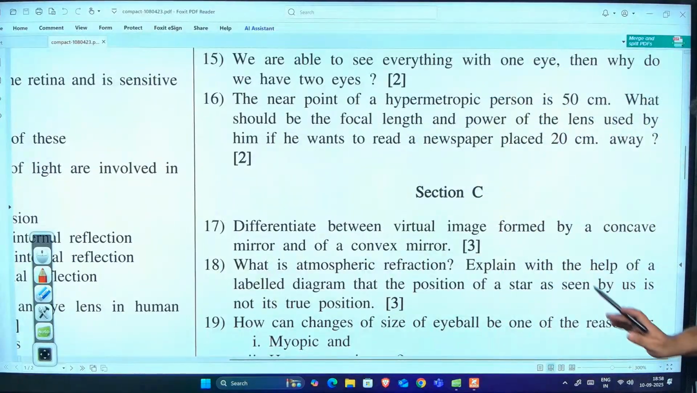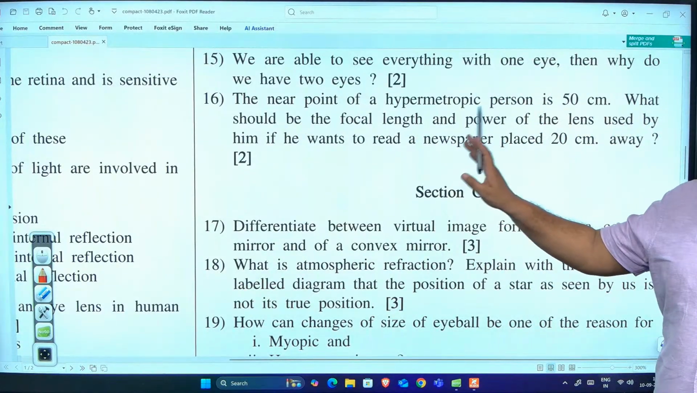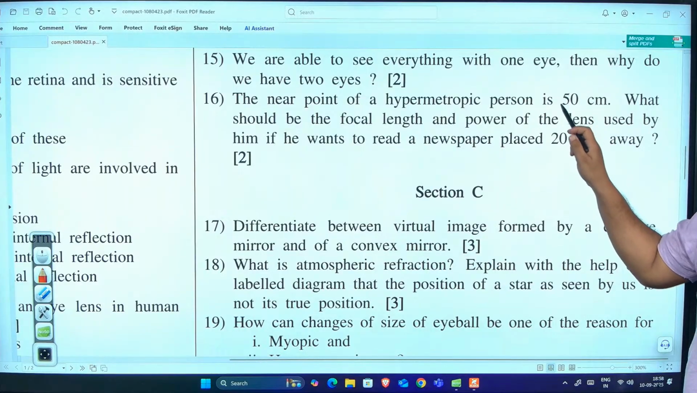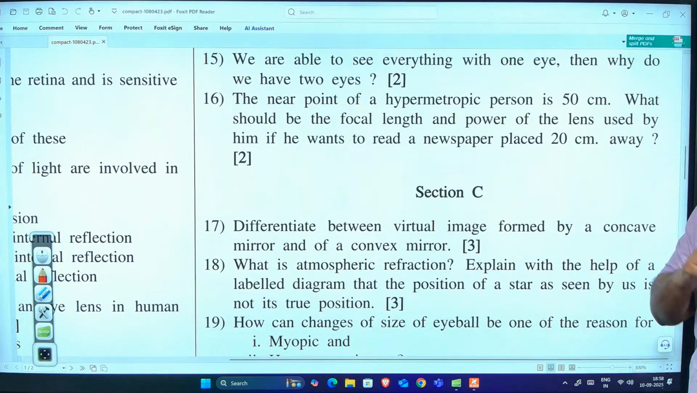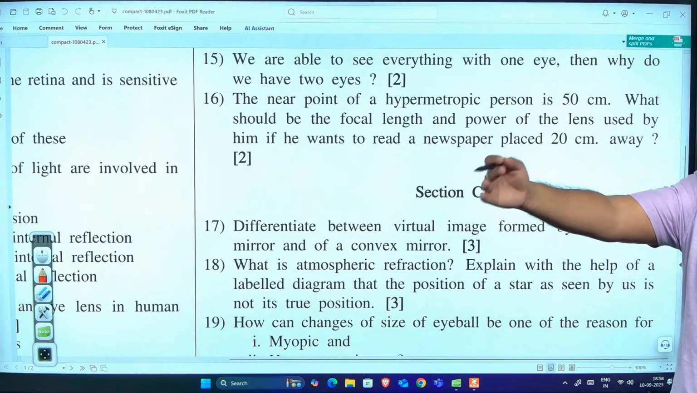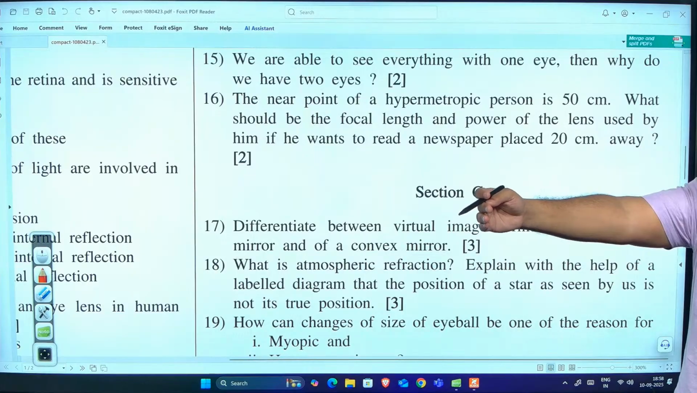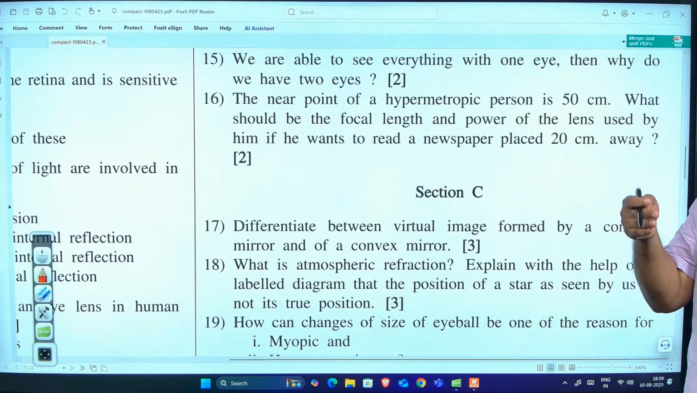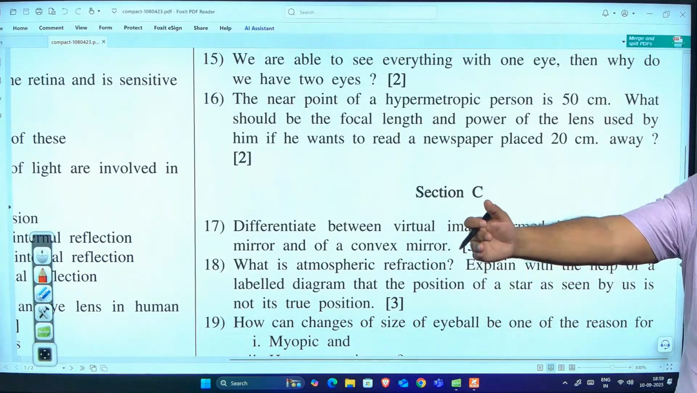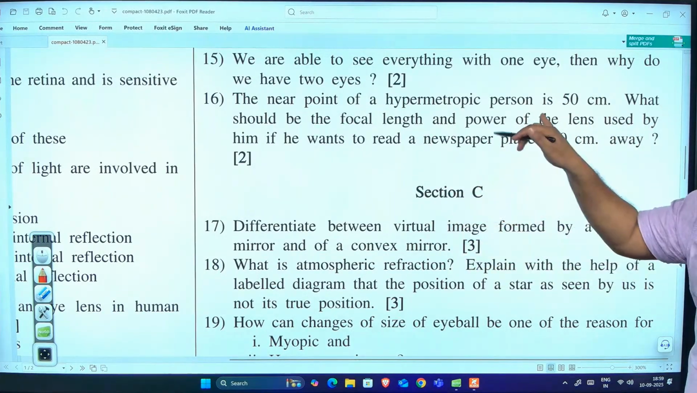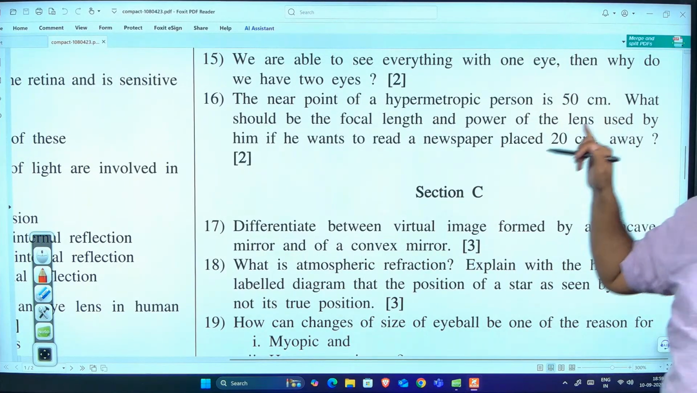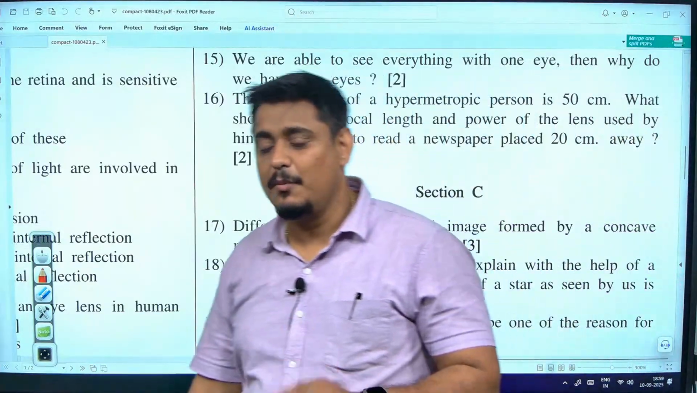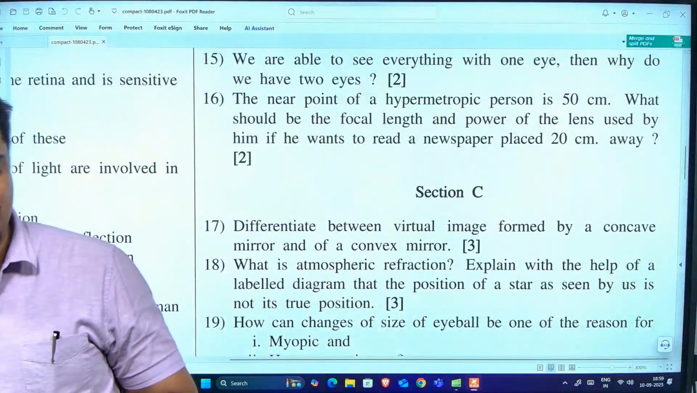In this case, they have told that he has a least distance of distinct vision of 50 centimeter. It means he can see only at 50 centimeter clearly, but the object is kept at what distance? 20 centimeter. So he wants the lens to form the image at what distance? 50 centimeter, because then only he can see clearly. So the object distance will be taken as 20, v will be taken as 50, and for that you can find the value of f. This question is simple, but what you are asking, Nitin Raghav, is different.